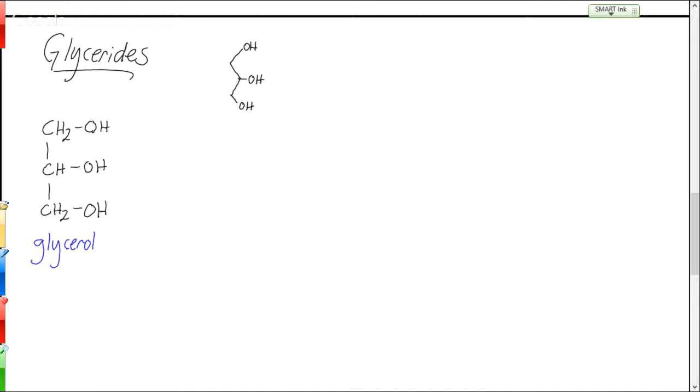If you've heard of glycerin, that's the same exact thing. Glycerol is really the correct name of the molecule. Sometimes glycerin is a product that you can buy, but it's the same thing. If you've ever encountered this stuff, it's really sticky and syrupy. You can buy it at drugstores. It's sometimes used as a laxative. It's used in a lot of creams and lotions because it gives them a certain texture. It's good like a moisturizer.